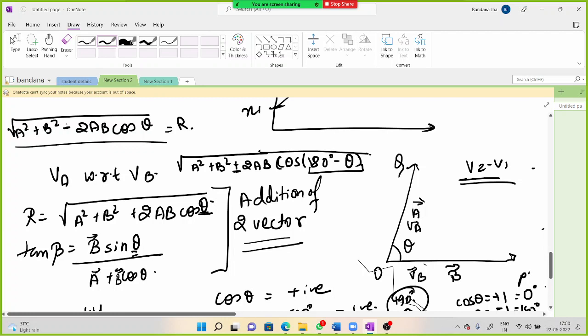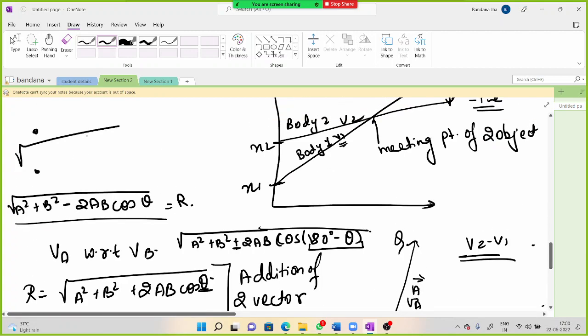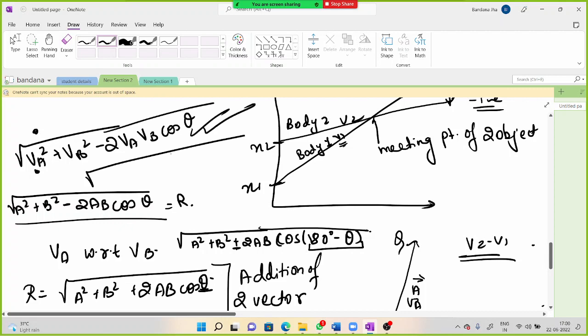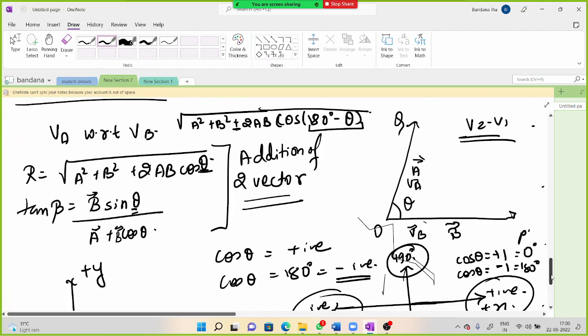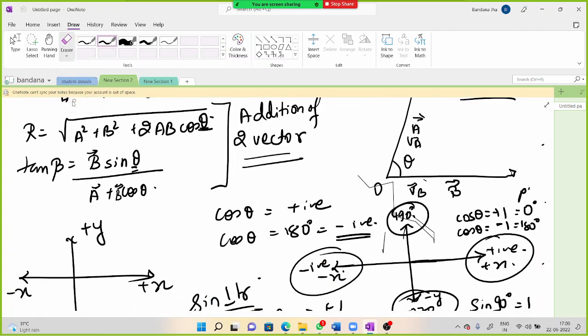Okay, ma'am. And here we are talking about the velocity. So you should write under root VA square plus VB square minus 2 VA VB cos of theta. You can write it this way, or either you can write VA square plus VB square plus 2 VA VB cos of 180 degree minus theta. It's your wish, or you will find out your magnitude. It totally depends upon the question. Similarly, in the direction part, I'm just erasing this one.